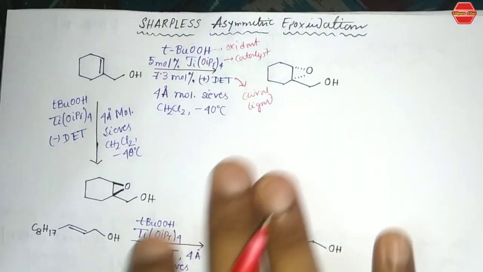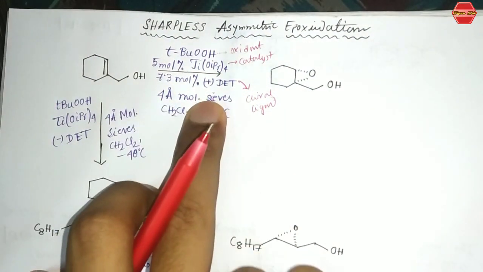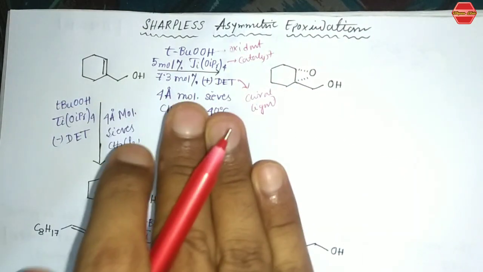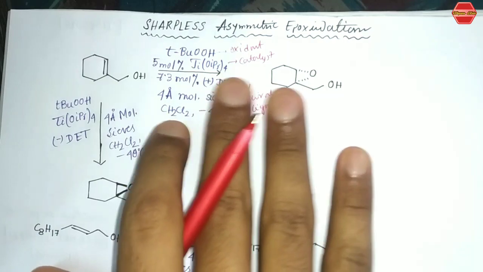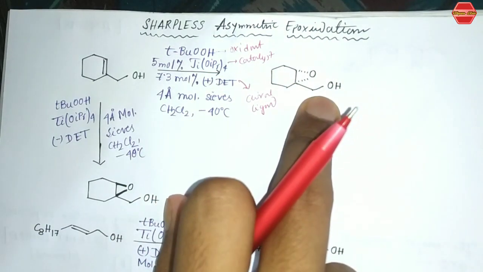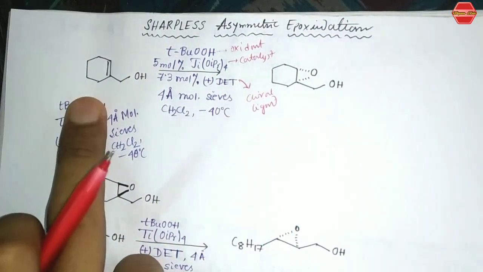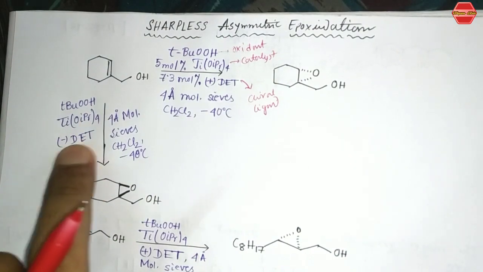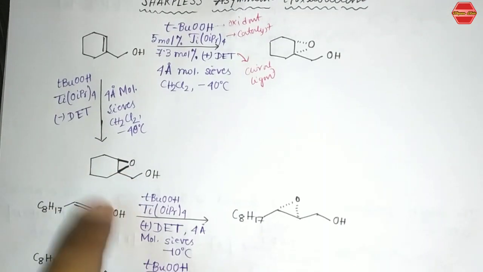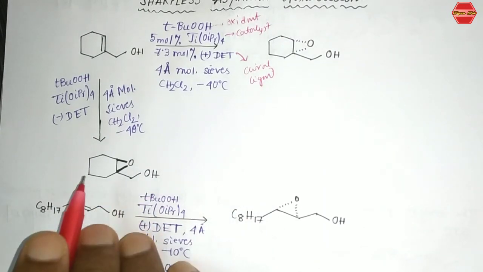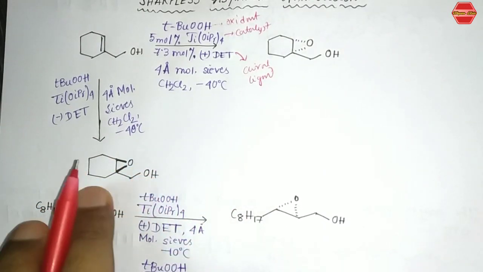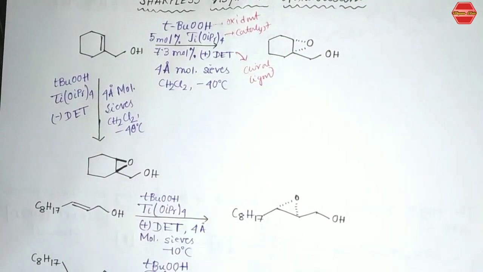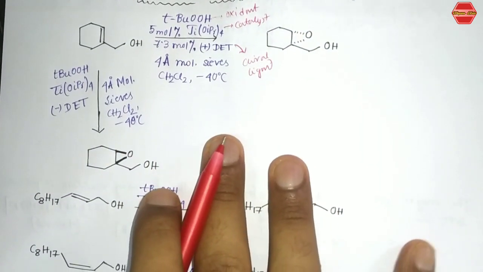Now we know that in case of plus DET we get the epoxy alcohol on the lower side, that is in the wedge form. So that is how we get this type of product. When we use the same substrate with minus DET, then we get the epoxide on the upside. So this is in wedge form and this is in dash form. Now we get different types of product.